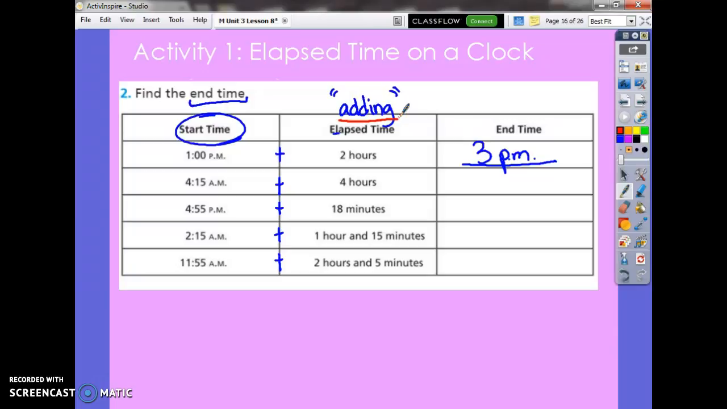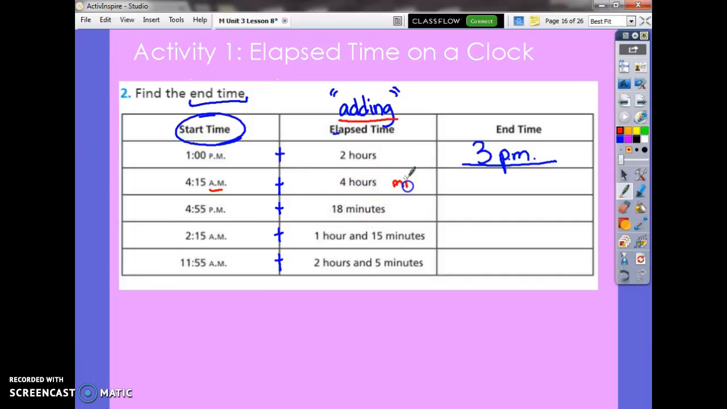So I woke up early. I was going to go on a run for 4 hours, which sometimes I do. So I'll run for 4 hours and I'll finish at a certain time. Get home, have some breakfast. So I get up at 4:15 a.m. Okay, now my elapsed time is 4 hours. That means the time I'm adding, the event that happened, was 4 hours.